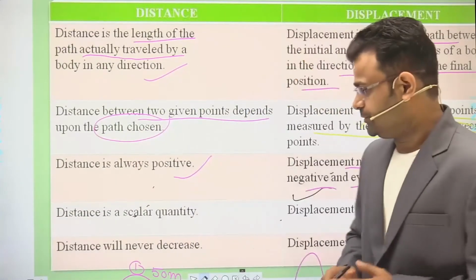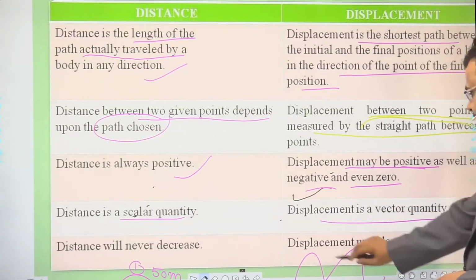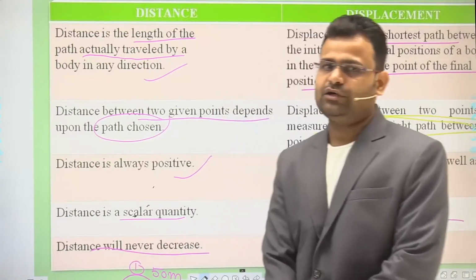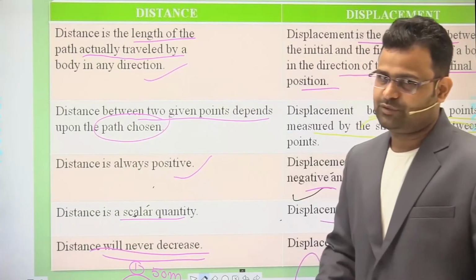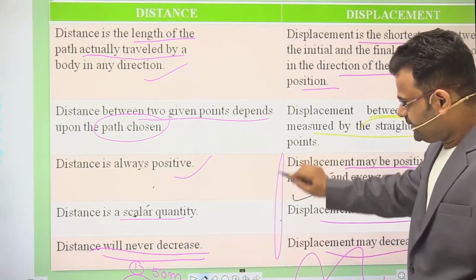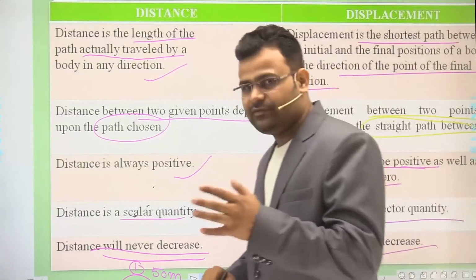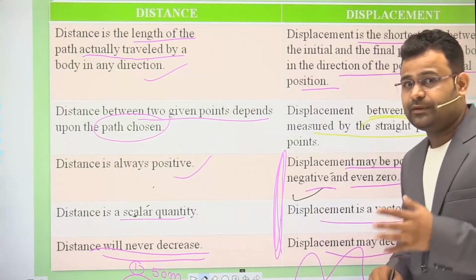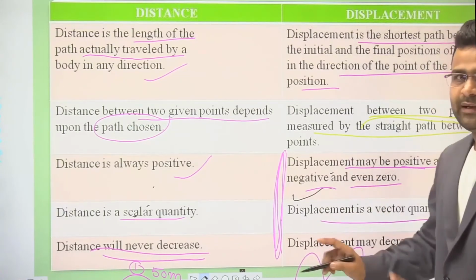All are possible. Distance is a scalar quantity and displacement is a vector quantity. Displacement may decrease, but distance always increases. It will never decrease. Distance never decreases, students. Now all these points and the last 3 points we will explain in a further part via numericals. How can you say that displacement never decreases, and how displacement may be zero, positive and negative. All things are explained by a numerical.